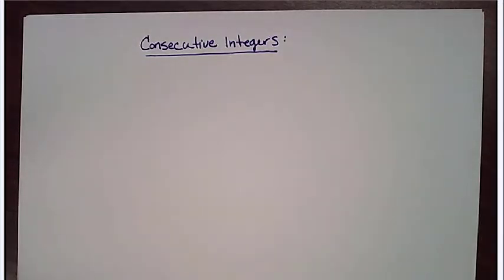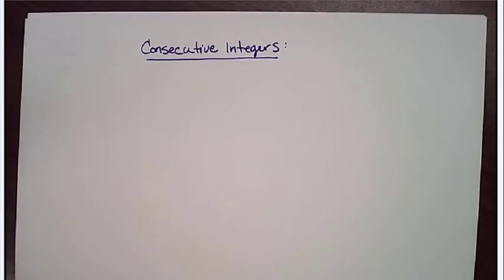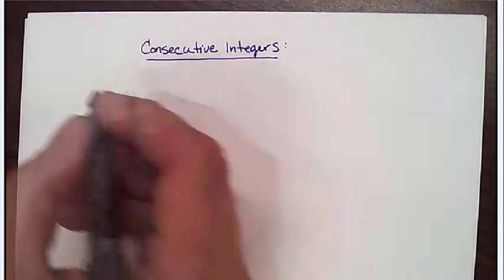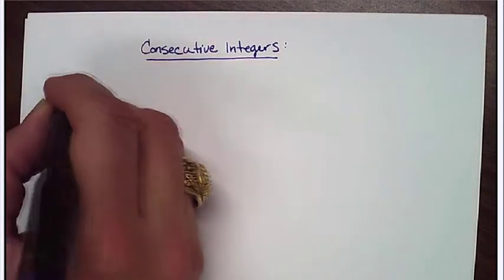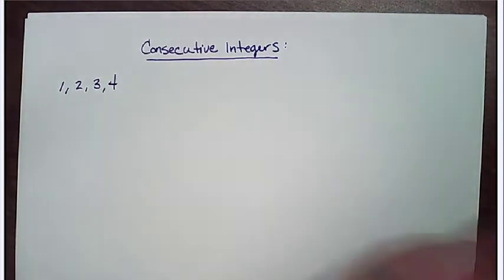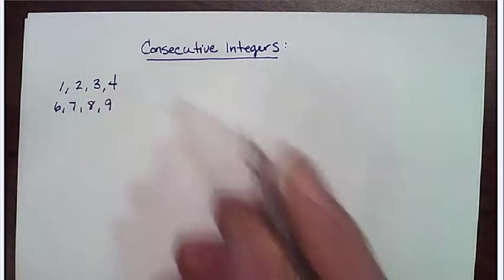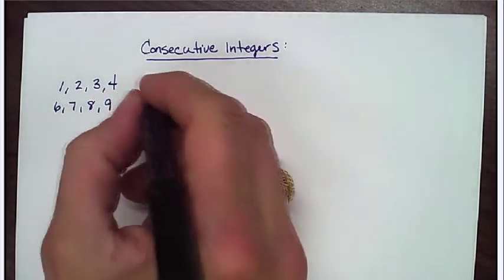Okay, let's work for a little bit on consecutive integers. Consecutive means one right after another. So if I were to say that Babe Ruth hit 4 consecutive home runs, it means that he hit one home run after another with nothing in between. Well, that's the same way to work with consecutive numbers. So consecutive numbers would be numbers like 1, 2, 3, 4, or 6, 7, 8, 9. You get the picture. These are all consecutive.